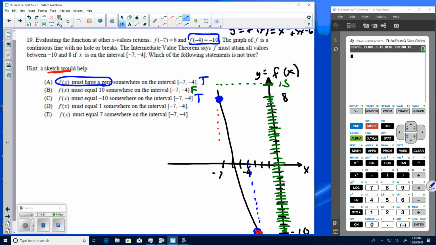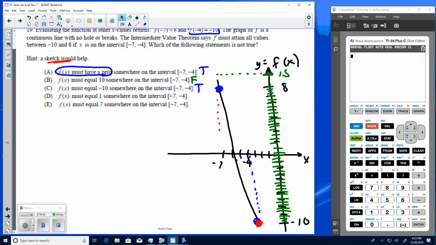f of x must equal 1 somewhere on the interval. Sure enough, it happens to occur just to the left of the 0, right? So we go up here, and somewhere around there, you can imagine there's a y-coordinate of 1. We have to get to 1 because 1 is between 8 and negative 10. So that one's true.